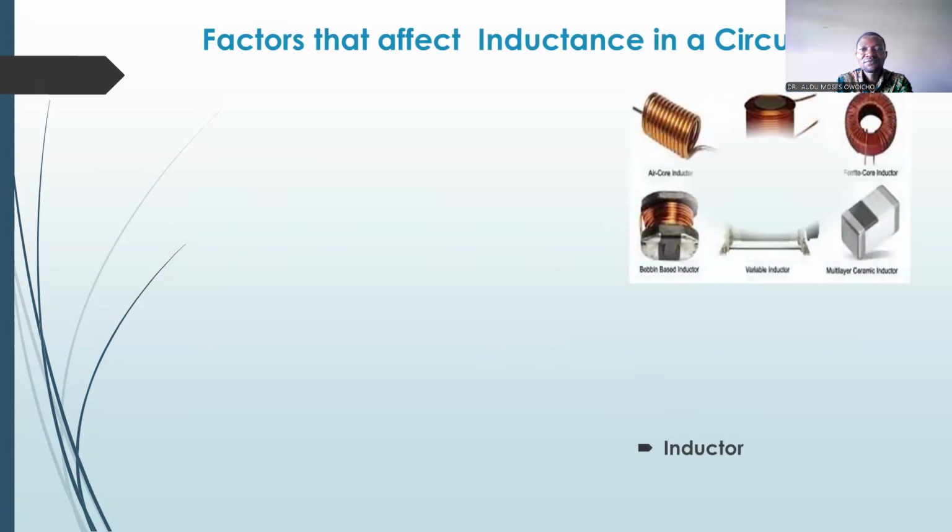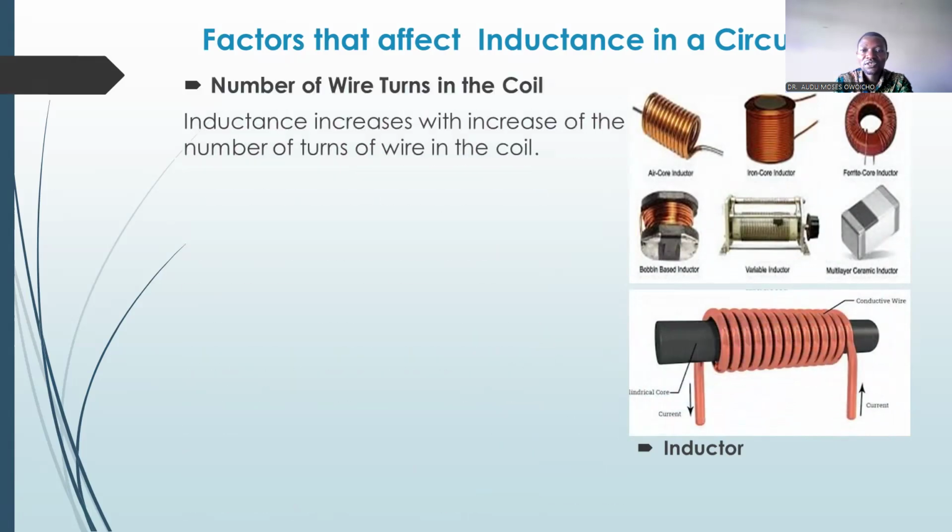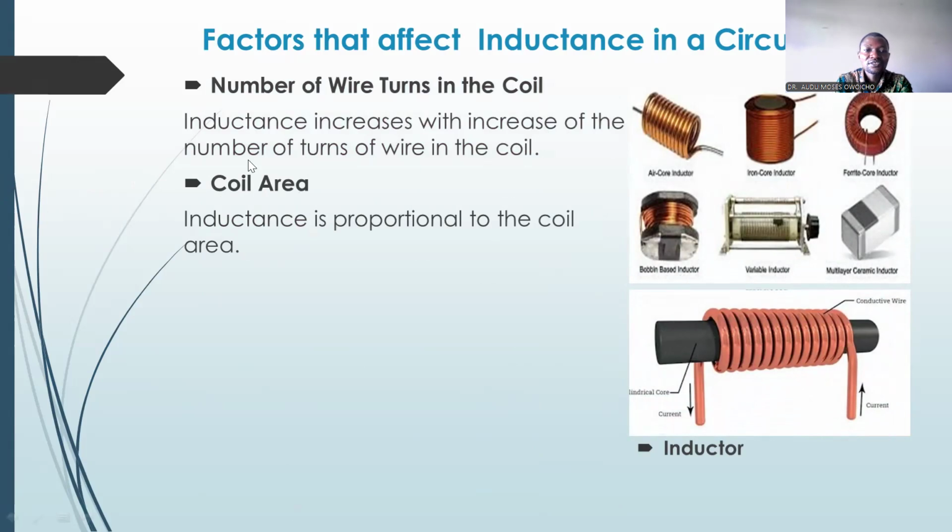Let's look at factors that affect inductance. These are different coils of different sizes and shapes. So the first factor is the number of wire turns in the coil. Inductance increases with an increase in the number of turns of wire in the coil. As we can see, these are inductors, and these are the number of turns. The second factor is the coil area. Inductance is proportional to the coil area, meaning as the coil area increases, the inductance also increases.